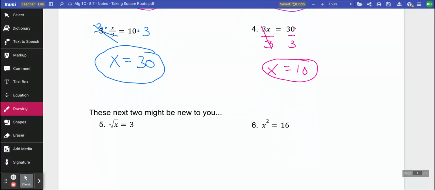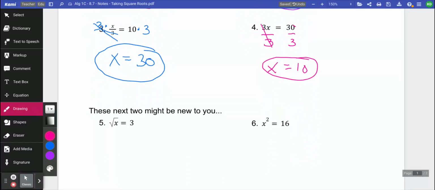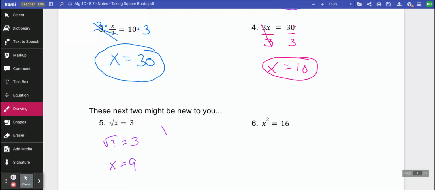And now we have 2 new ones. So this says if I want to take a square root of some number that's going to give me 3, we can kind of just think about that as a concept. The square root of what number is going to give us 3 as a result? And we might know that that number has to be 9. The square root of 9 is equal to 3. That checks out.